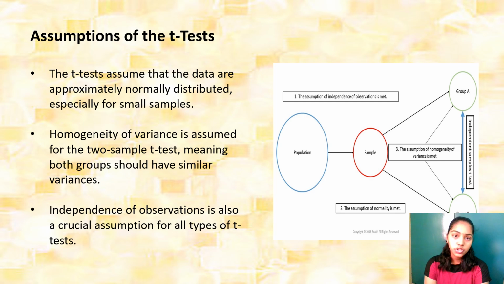And here, assumptions of the t-test. The t-test assumes that the data are approximately normally distributed, especially for small samples. Homogeneity of variance is assumed for the two sample t-test, meaning both groups should have similar variance. And independence of observations is also a crucial assumption for all types of t-test.